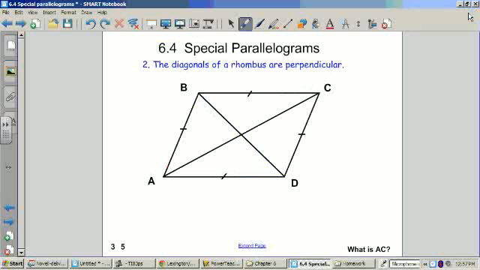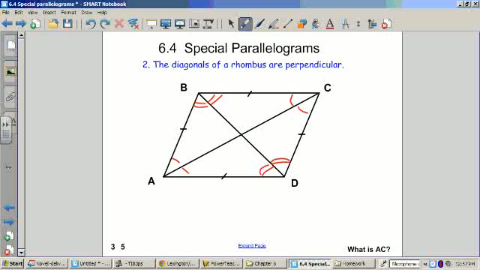All right, next property. The diagonals of a rhombus are perpendicular. The good thing is we just figured out that the diagonals of a rhombus bisect their angles, and so when I'm looking at this rhombus, and I've already drawn both the diagonals, these two angles must be congruent. These angles are congruent. These angles are congruent. And these angles are congruent by what we just did on the property before.